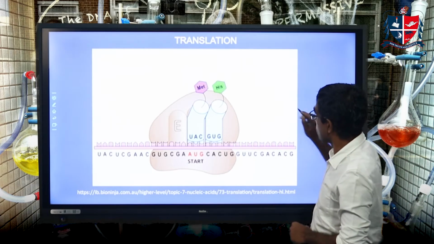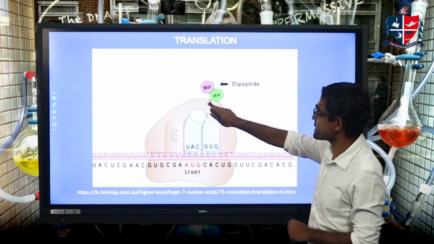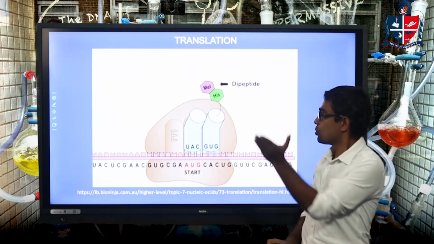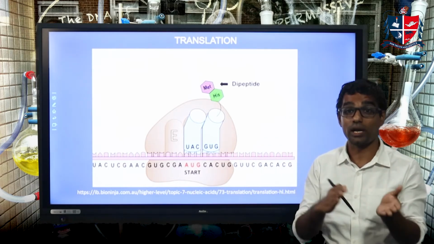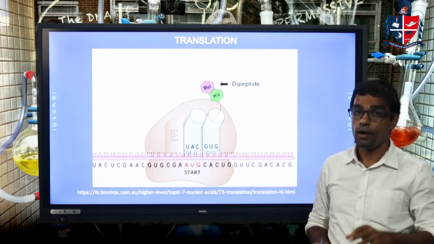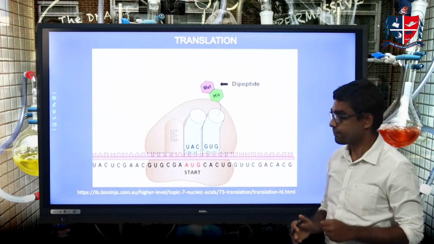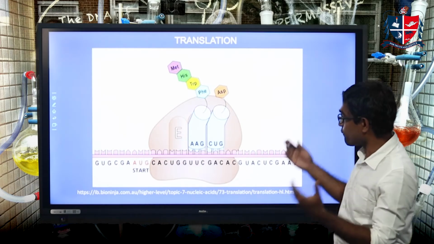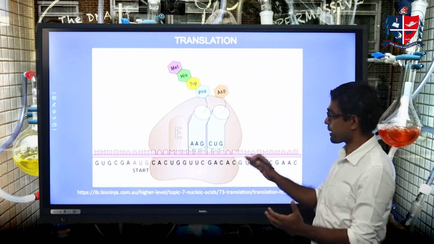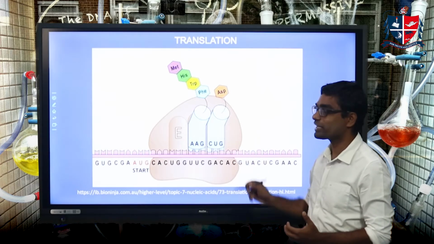Now, see, this methionine is transferred to histidine. So the dipeptide is formed. That is known as the peptidyl transfer reaction. I will show the chemical reaction in the next slide. Okay, now it's a dipeptide. Similarly, different amino acids will be coming to the ribosome according to this codon-anticodon interaction.